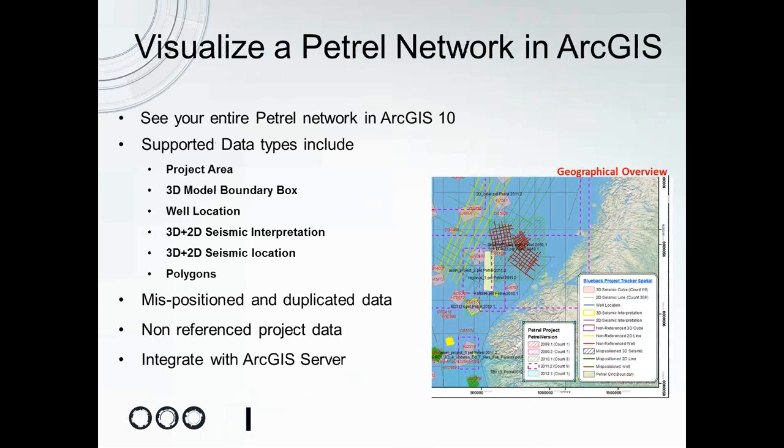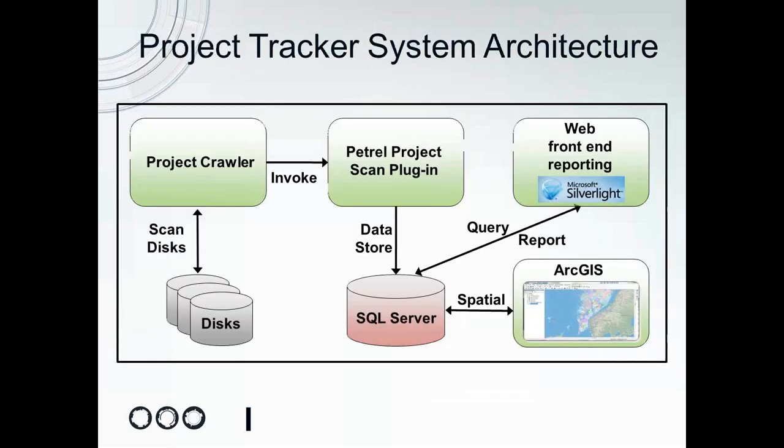So as I mentioned, with the spatial extension module license in place, the crawler will record spatial information on the data types we can see here. This allows you to spatialize the tracker database and your Petrel network in ArcGIS. Using this utility, you can build a broad geographical overview of your Petrel network, see duplicate and non-reference data in their respective locations. We can also highlight potential data mispositioning by identifying duplicate Petrel objects in different geographical locations. We'll cover more on this in the demo.